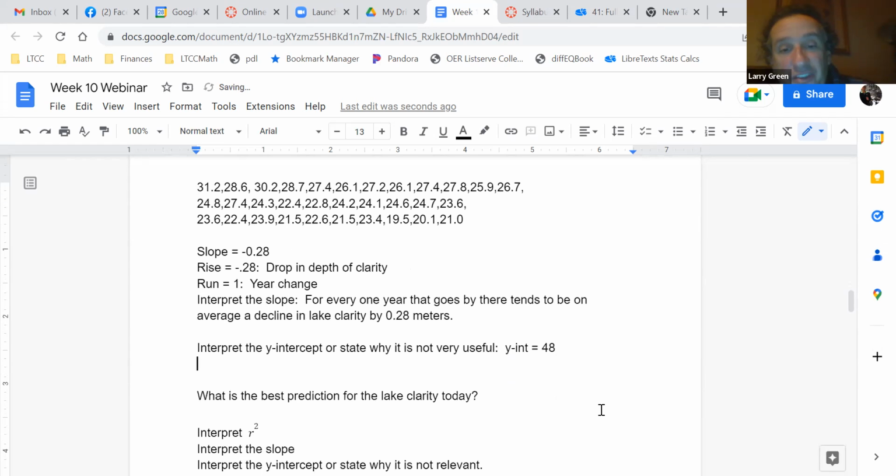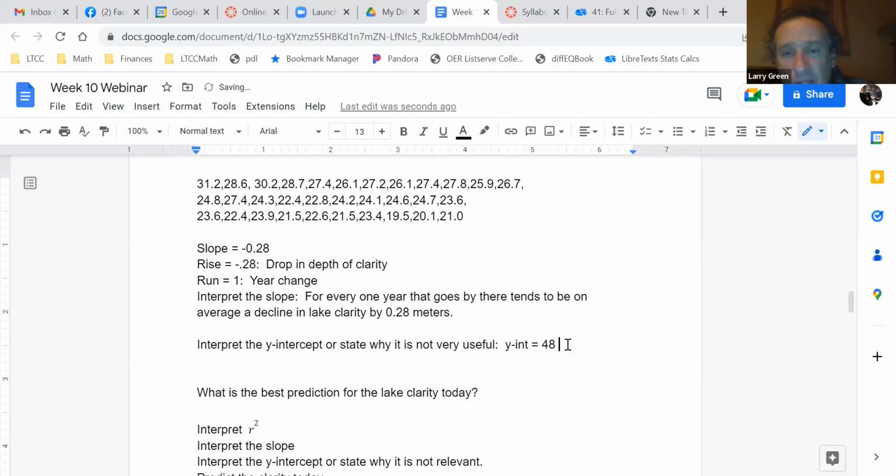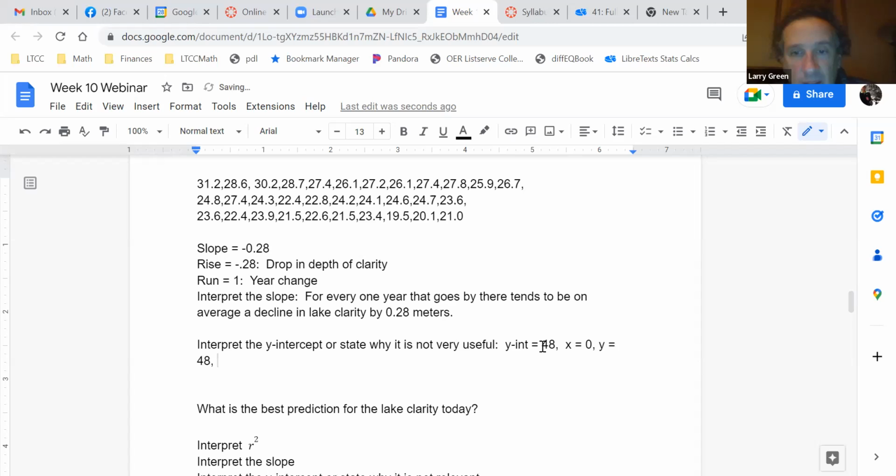Okay, so now what we need to do is interpret it. So remember, it might help that that means x is equal to 0, y equals 48. Remember, x is the year. And the year 0 means 1900. Any questions on that? And 48 is the meters in clarity.